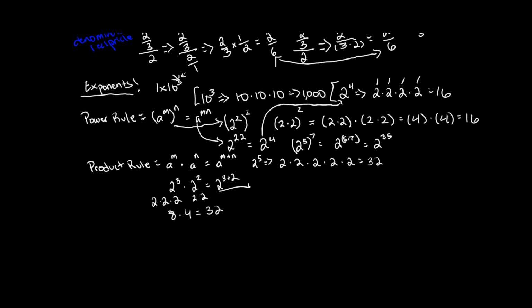So then let's look right here. 2 to the 3 plus 2, what is that? That goes into 2 to the 5. And as we can see just up here, 2 to the 5 is also 32. So you can see that these work, these are true, these are proven to be effective.